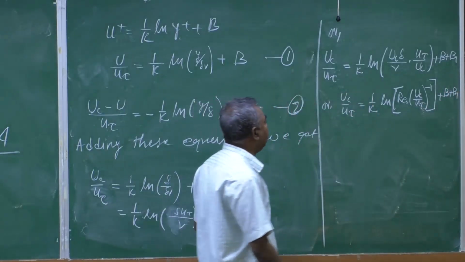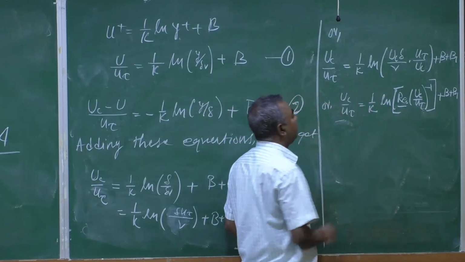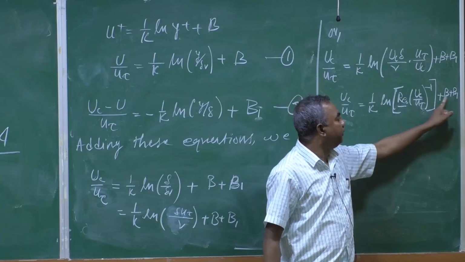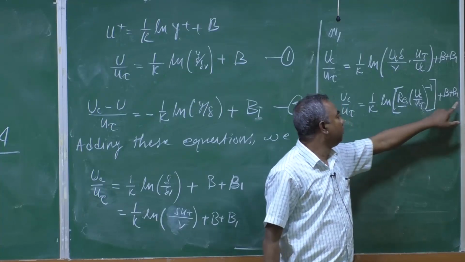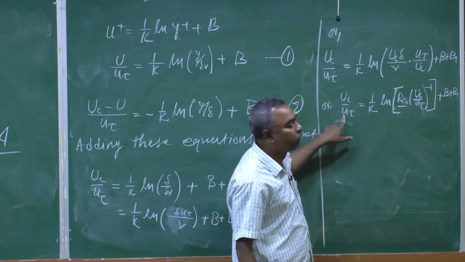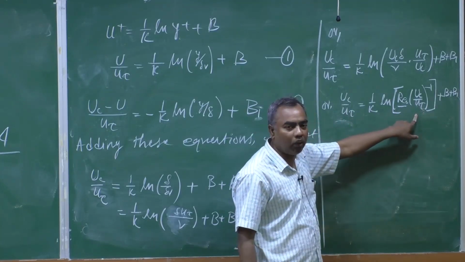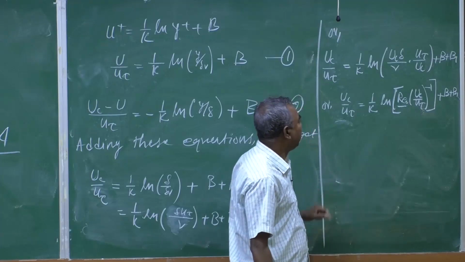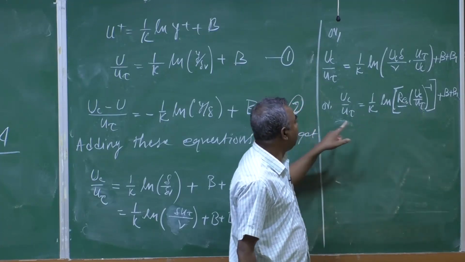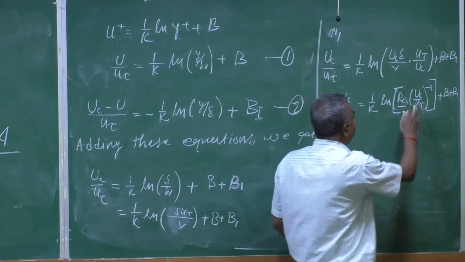You see, for a given Reynolds number and these two values, what can we solve for? We can solve for u_c by u_tau from this equation. So, if we solve u_c by u_tau, then what do we get?